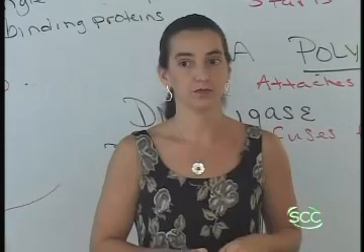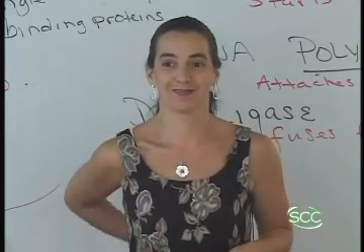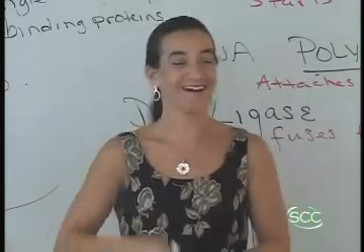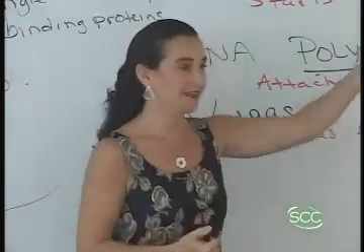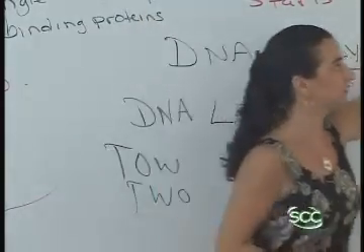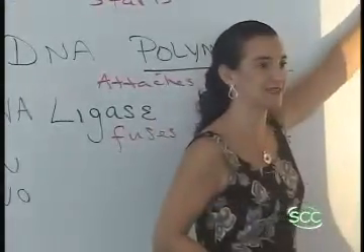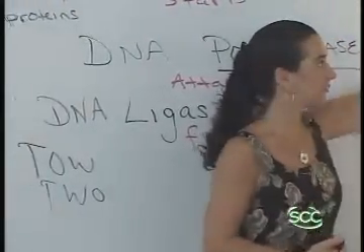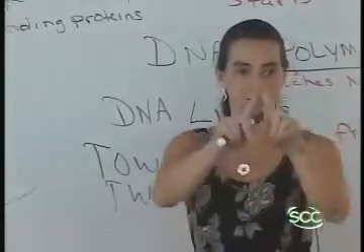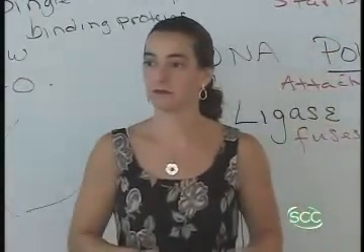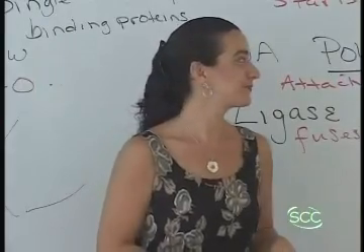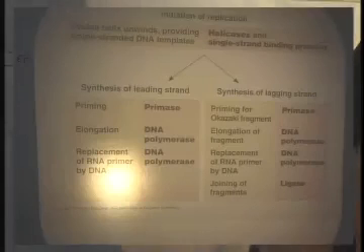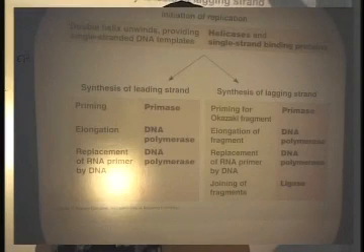Chromatids are DNA. These are sister chromatids. They're identical strands of DNA held together by the centromere until anaphase, or anaphase 2. Got to throw that one in there too. Any questions? This is just a little chart here that describes these different enzymes that we've been talking about.